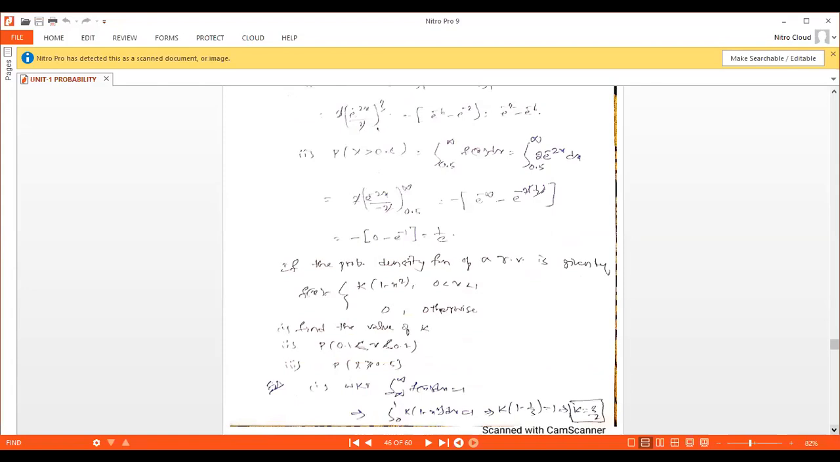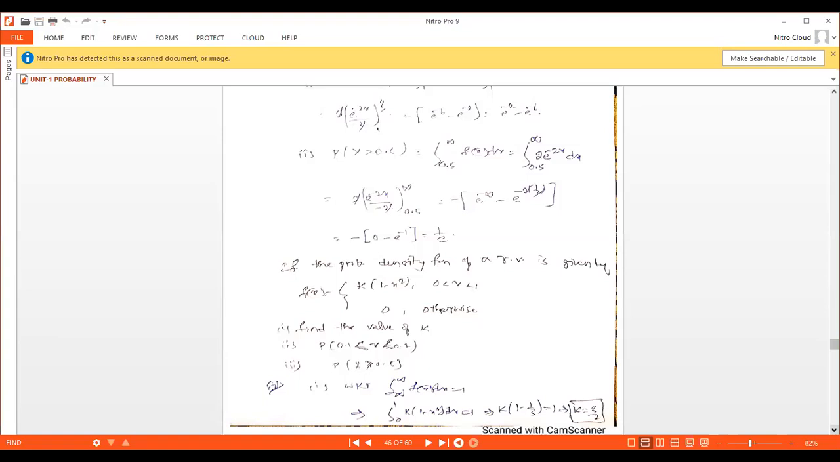Next problem. The probability density function of a random variable is given by f of x equal to k into 1 minus x square, where x lies between 0 and 1, otherwise the value is 0. So we need to calculate the value of k and two probability values: the probability of x which lies between 0.1 and 0.2 and x greater than or equal to 0.5.